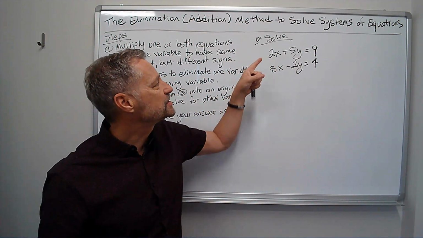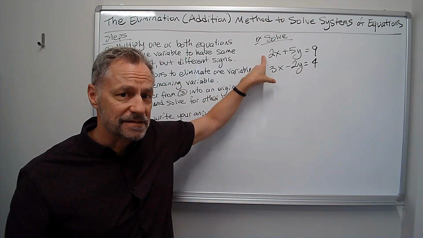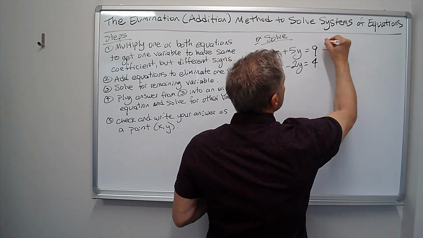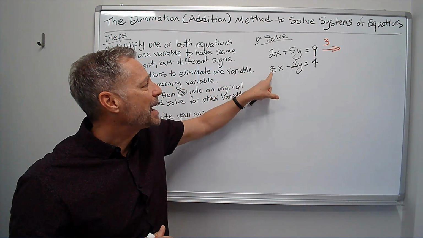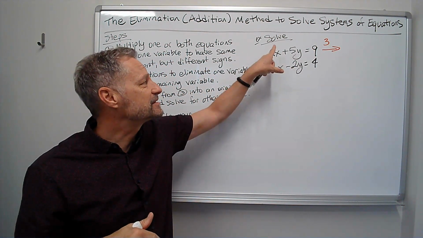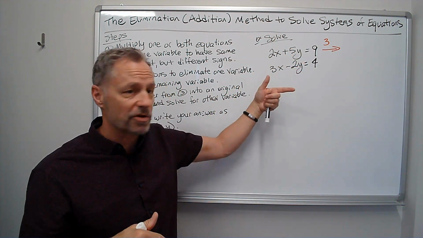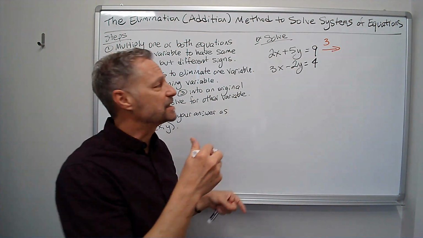So what I'm going to do is multiply the top equation by 3 to get 6x. And I have to multiply both sides. I'm just going to write it this way. So I'm multiplying both sides of the equation by 3. Well, I want this to be a negative 6x because I want them to have the same coefficient, but different signs so they'll cancel. So I want that to be a negative 6. So I'm going to multiply this equation by negative 2.